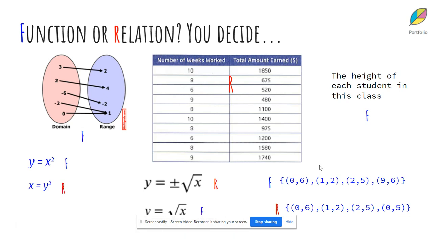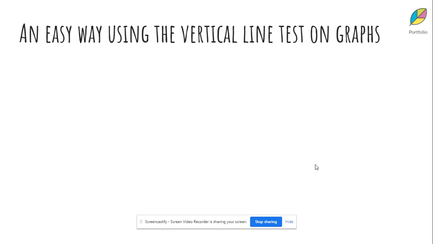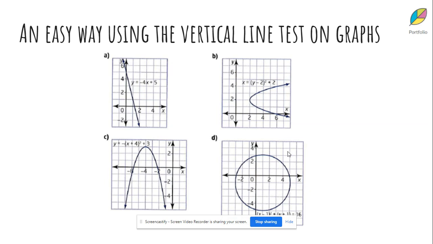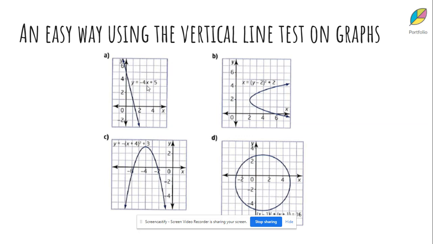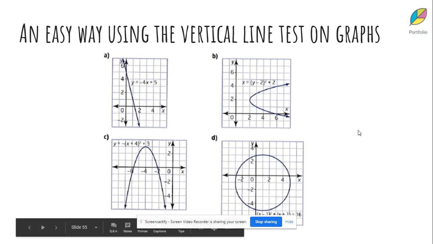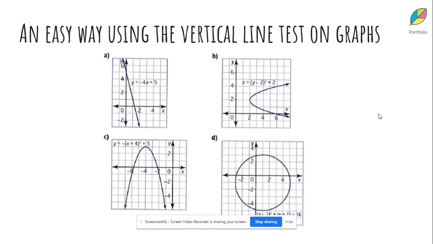So what happens when we have a graph? Well, when we have a graph, we have something that we call the vertical line test. This helps us understand if something is a function or is a relation. We have four graphs here, each of them representing a different situation. The equations for them are there as well. And what we mean by the vertical line test is this. It's a very visual way for us to understand if a graph represents a function or not.